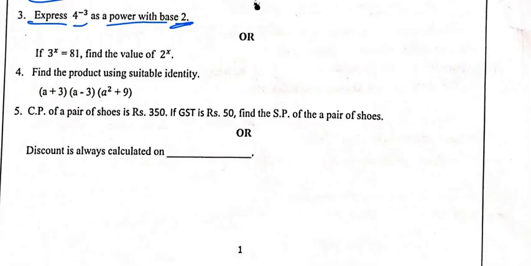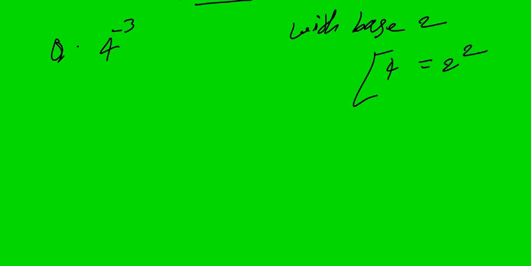Question is 4 to the power minus 3. But the question says you have to write it with base 2. So what can we write? We can write 4 is equal to 2 to the power 2, 2 into 2 is 4. So in the solution, 4 to the power minus 3 is equal to 2 to the power 2 and whole to the power minus 3.